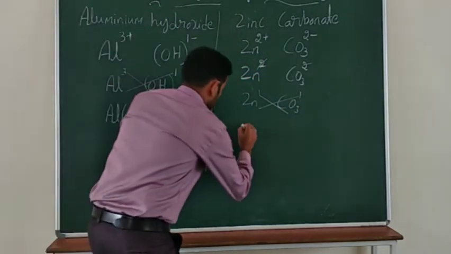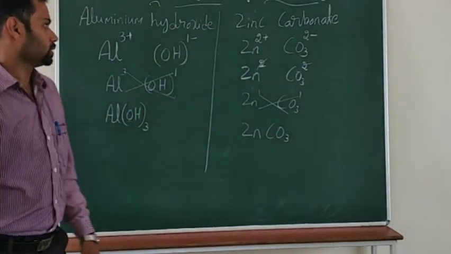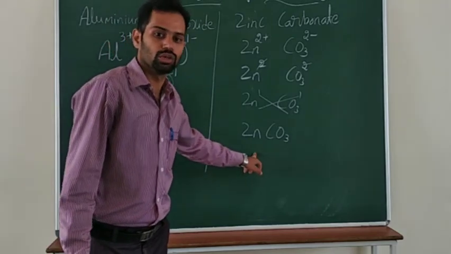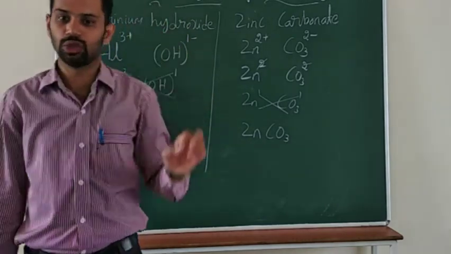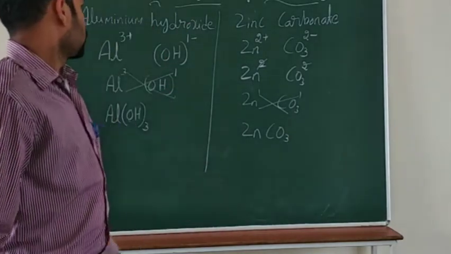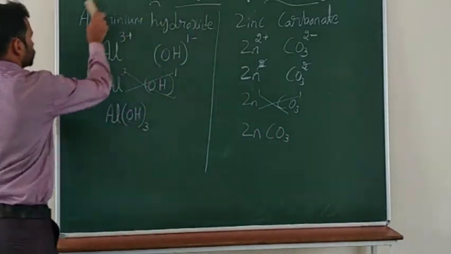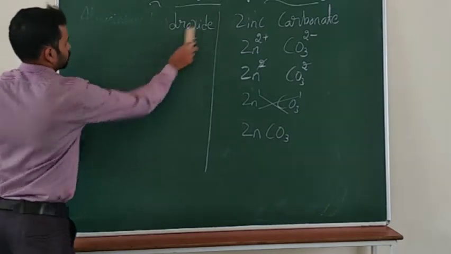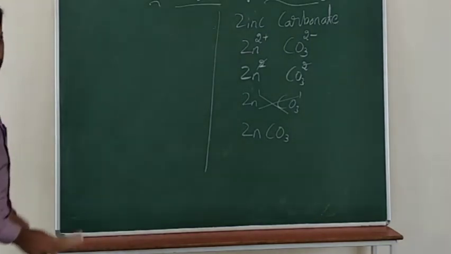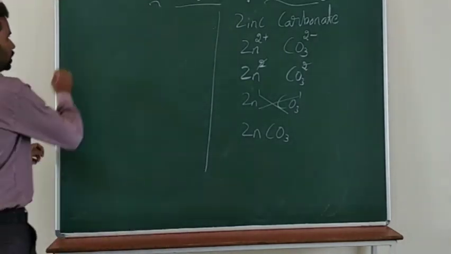So zinc carbonate. This is the chemical formula of zinc carbonate, ZnCO3. So this is how to write the chemical formula of zinc carbonate. And one more. Ferric oxide. So one more compound.